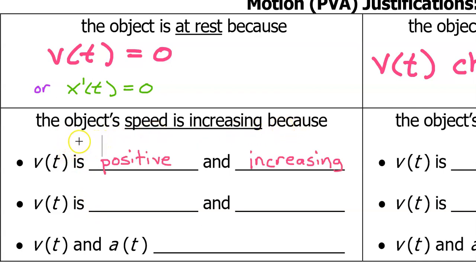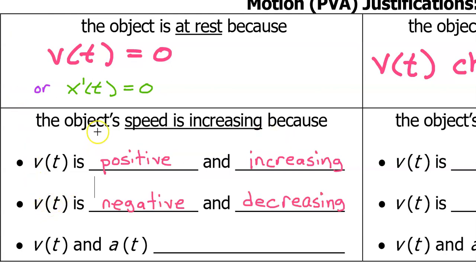There are three ways to justify how we know that an object's speed is increasing. First, we know that an object's speed is increasing when the velocity is positive and increasing. So if the velocity is positive, that just means that the object is moving to the right. But if the velocity is increasing, that means it's getting faster and faster and faster. So the object's speed is increasing.